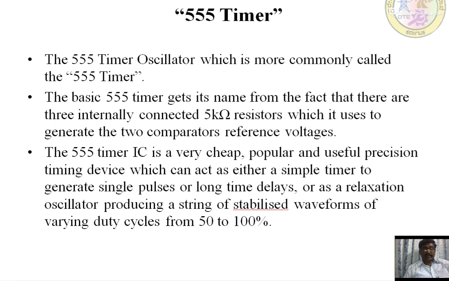The basic 555 timer gets its name from the fact that there are three internally connected 5 kilo ohm resistors, which it uses to generate the two comparator reference voltages. The 555 timer IC is a very cheap, popular and useful precision timing device which can act as either a simple timer to generate single pulses or long time delays, or as a relaxation oscillator producing stabilized waveforms of varying duty cycles from 50 to 100 percent.